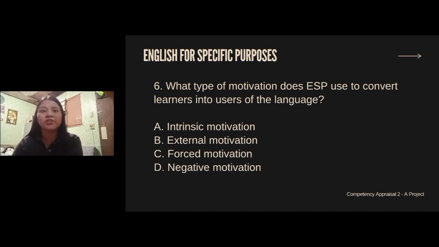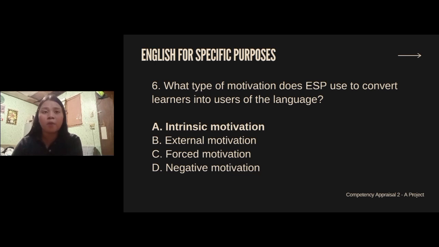So the correct answer is A. Intrinsic motivation. Because ESP learners are usually motivated from within, like wanting to perform better at work. The letters B, C, and D are incorrect because they show pressure or fear, which is not motivating in ESP.